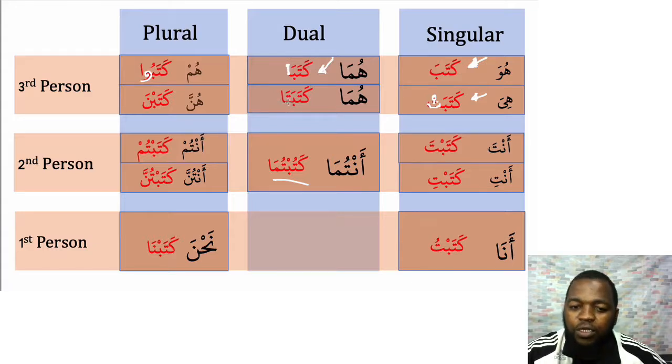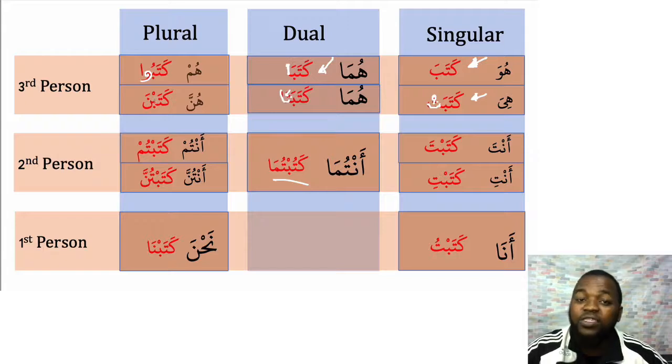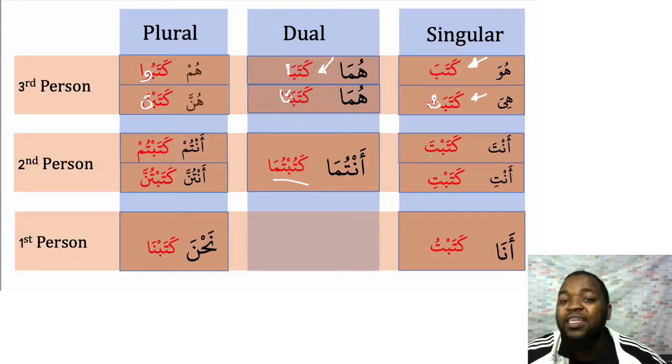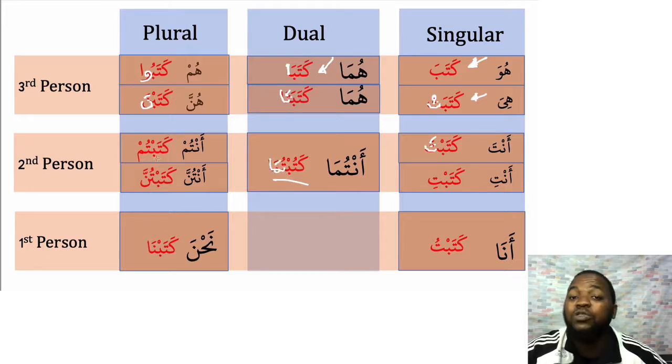Katabta, where is the subject? It's here. Ta. Katabna, they wrote, females. Where is the subject? It's here. Na. Katabta, where is the subject? It's here. Ta. Katabtuma, where is the subject? Tuma. Katabtum, they wrote. What is the subject? Tum.